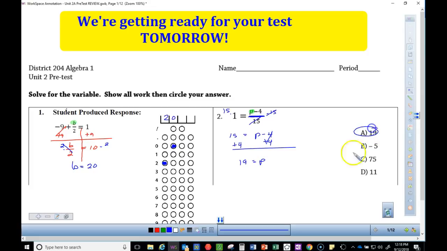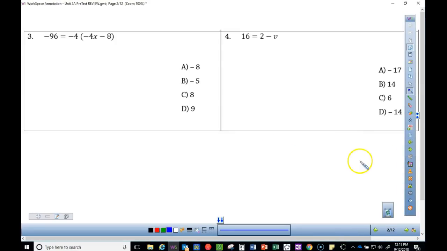So this one you would bubble in A. Alright. So hopefully you've ironed out your steps by heart. If we have distributing, we got to do that first. So we're distributing a negative 4. Negative times negative will give us positive, and 4 times 8 is 32.